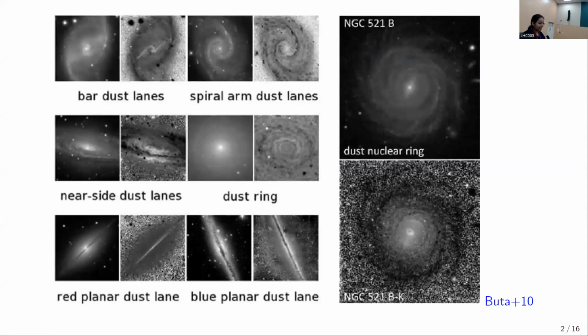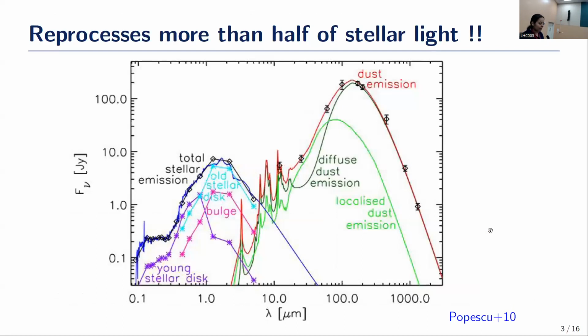Dust in galaxies is as ubiquitous as the stars, the dark matter, and the gas. I will tell you why dust is one of the most important components, as are the others. I think that can be easily understood just from this graph. Dust in galaxies reprocesses more than half of the stellar light, the light that is coming from the stars.